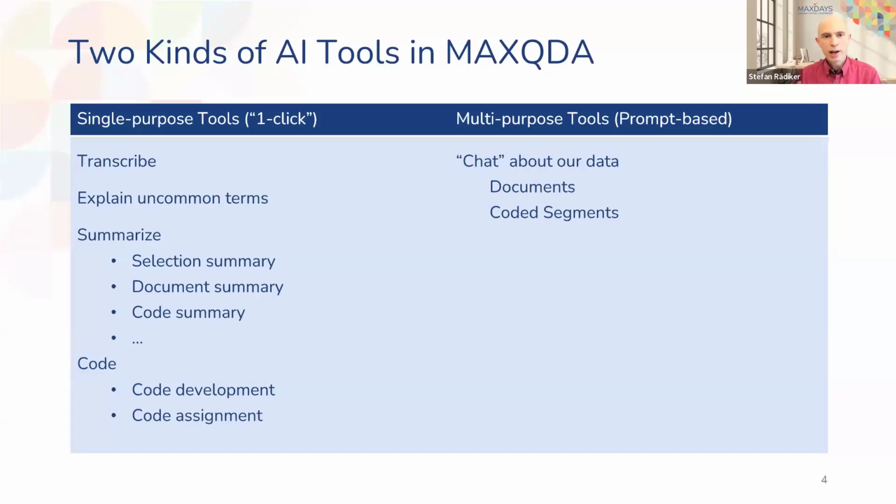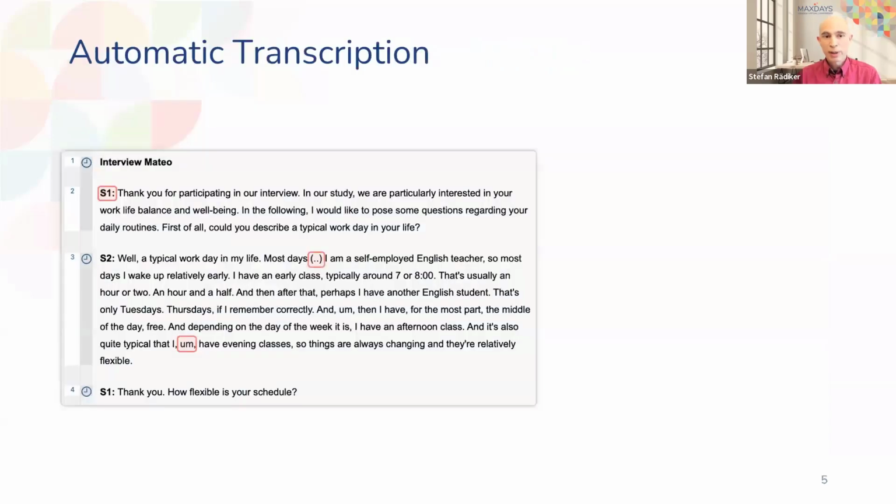And on the other hand, we have those new multi-purpose tools, you could call them prompt-based tools, that allow us to chat about our data, chat with a document, chat with a selection of coded segments. Let's have a closer look at each of those features. First of all, automatic transcription, which allows us to transform an audio or a video file into a transcript with speaker detection, with pause recognition, and for English also recognition of verbal fillers.